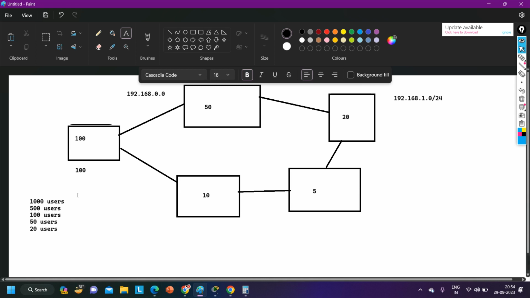So here we have to use class B only, right? Class B or class A only we have to use. Okay, let's say from class B, I have given you one IP address, 172.16.0.0/16. Now tell me what will be the network ID and slash value for department 1, department 2, department 3, department 4, department 5. Just calculate at least one question of subnetting by yourself.